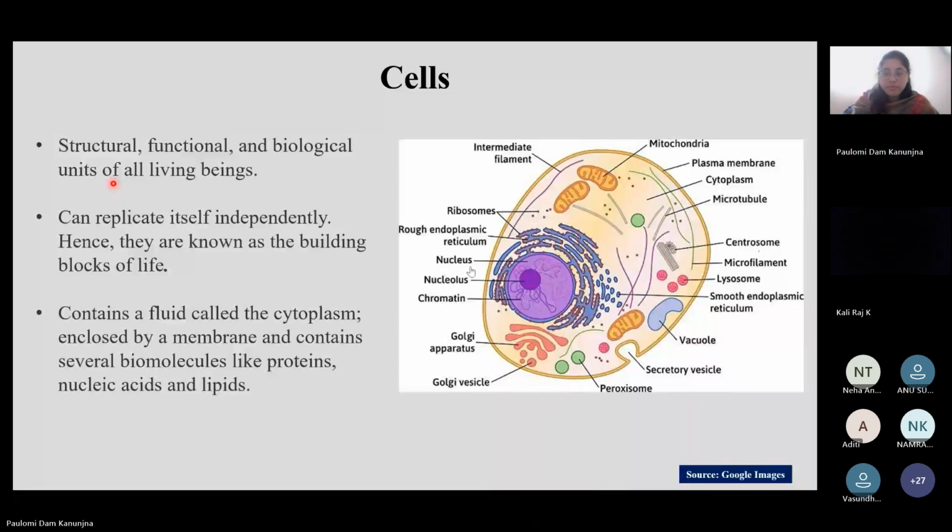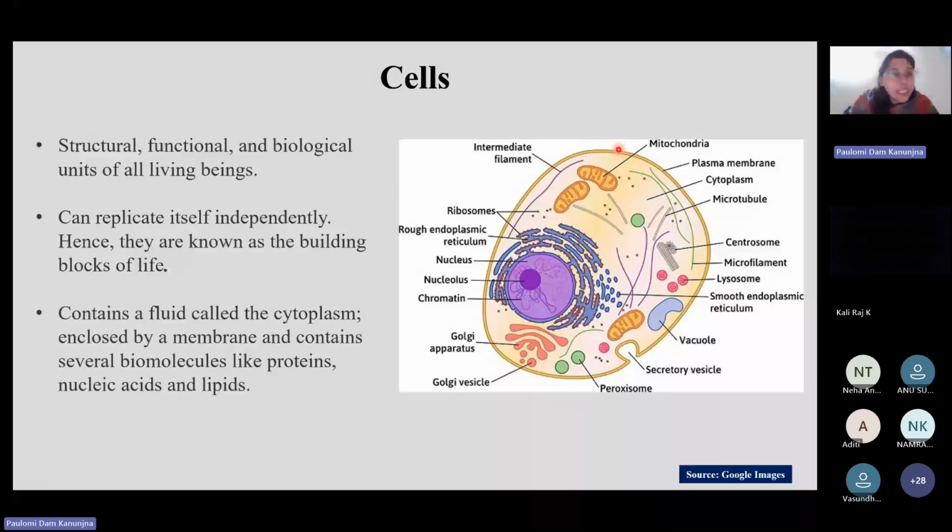Right. So they can replicate themselves independently, and that's why they're the building blocks, because they don't need anyone else to replicate. They can replicate on their own. When you look at the cell structure, which is right here on your slide, you can see that they contain a fluid, which is called the cytoplasm. They have this membrane, okay? And then they contain several biomolecules in them, like proteins, nucleic acid, and lipids. So these biomolecules, this membrane and the cytoplasm, they constitute the cell, okay?